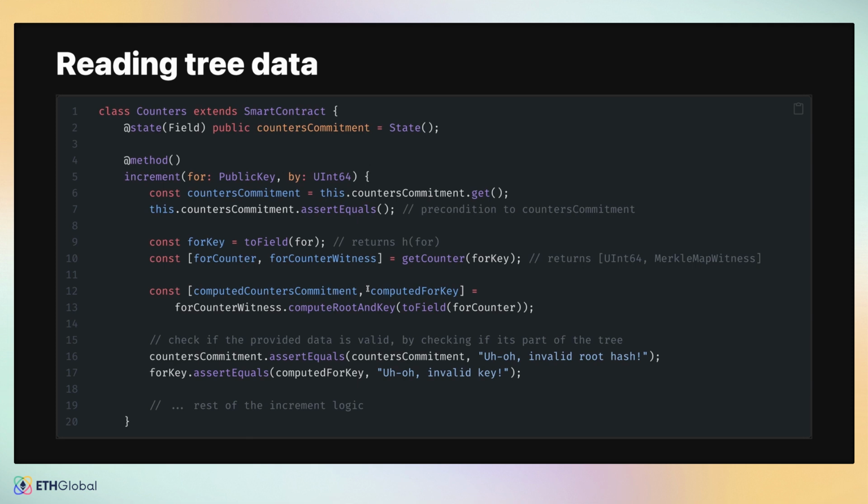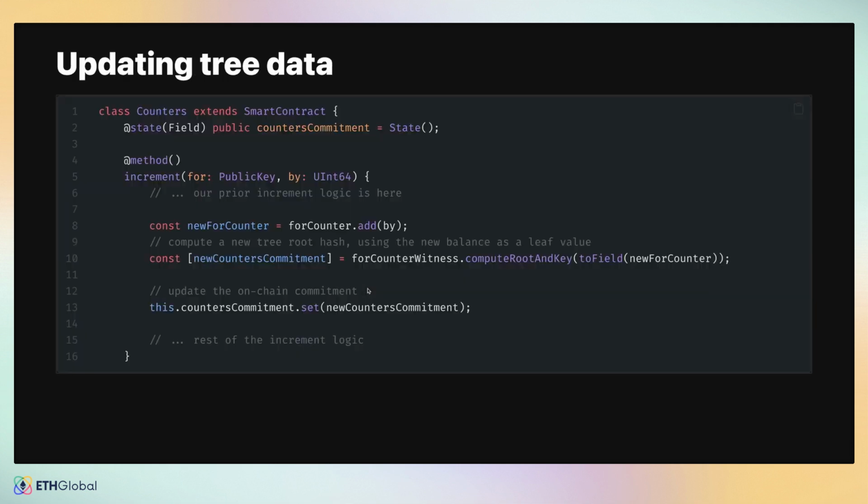And in the second part, we will take a look at how you write data to the tree. So let's move on. Updating the tree data. This is a continuation of the increment method. We will take the original counter value, incremented by the number that we have provided by the user. That will give us the new counter. And then we will use the same witness to compute a new root using the new value. So before we used the old value that was supposed to be in the tree, that gave us the same root hash, so we could verify the integrity of the data.